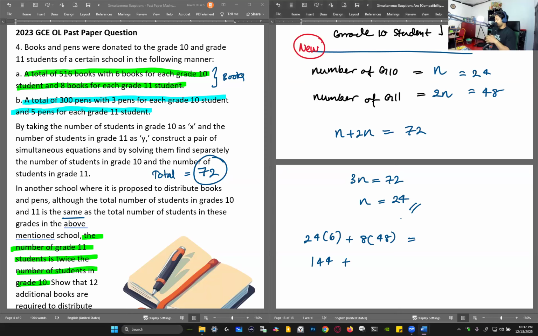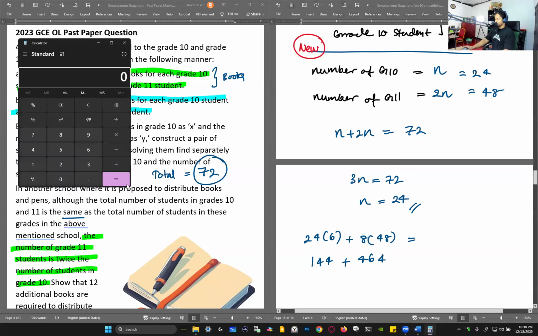So now 48 into 8 is 400 and... is it 462? Is it not 384? Not 462. 464, right? A small slip, but it's 464, I'm very sure. It's a bit late, so everybody's running on low battery.